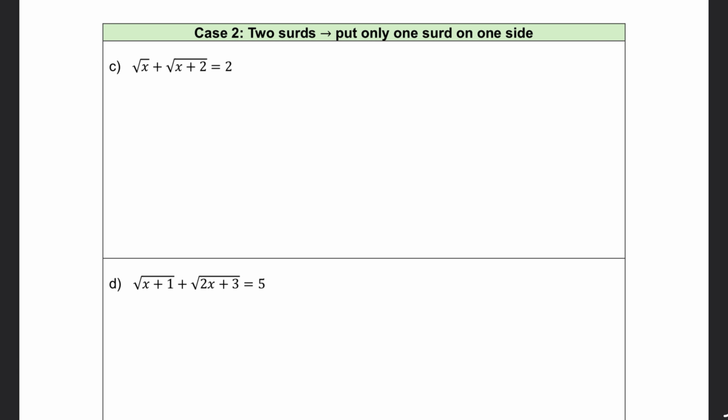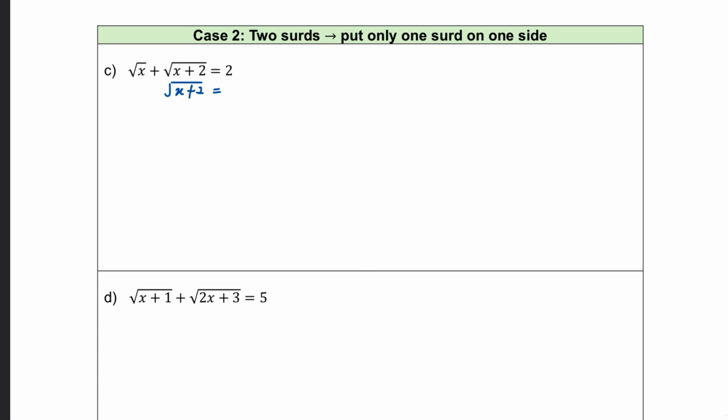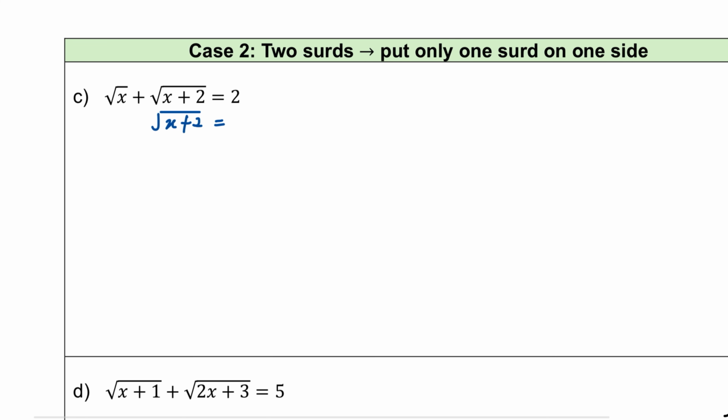Case number 2, 2 surds. Okay, so case 2 surds, tak kisahlah case dia apa pun kan. So step kita adalah kita singlekan surd kita dekat sebelah kiri. So let's say madam nak singlekan surd X plus 2. Okay, so kita akan bawakan surd X to the right hand side. So 2 minus surd X. Okay, like this. And then bracket square.